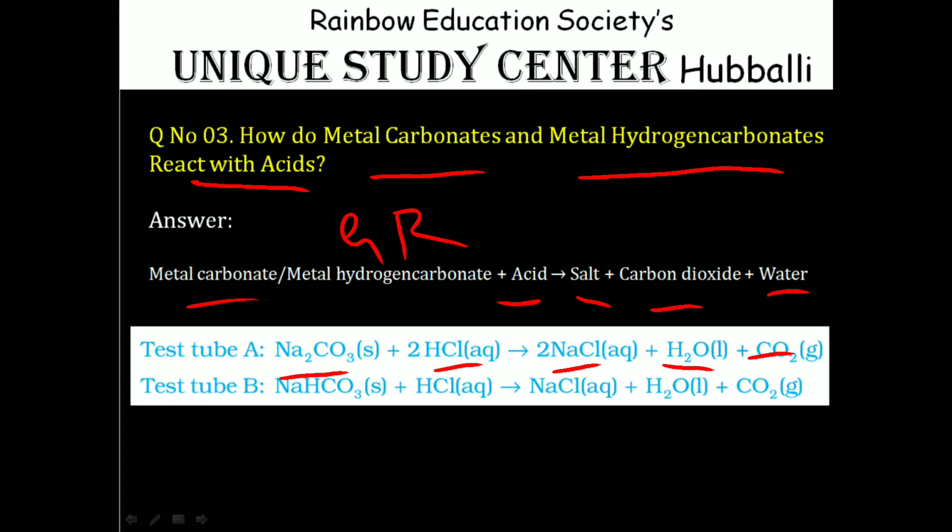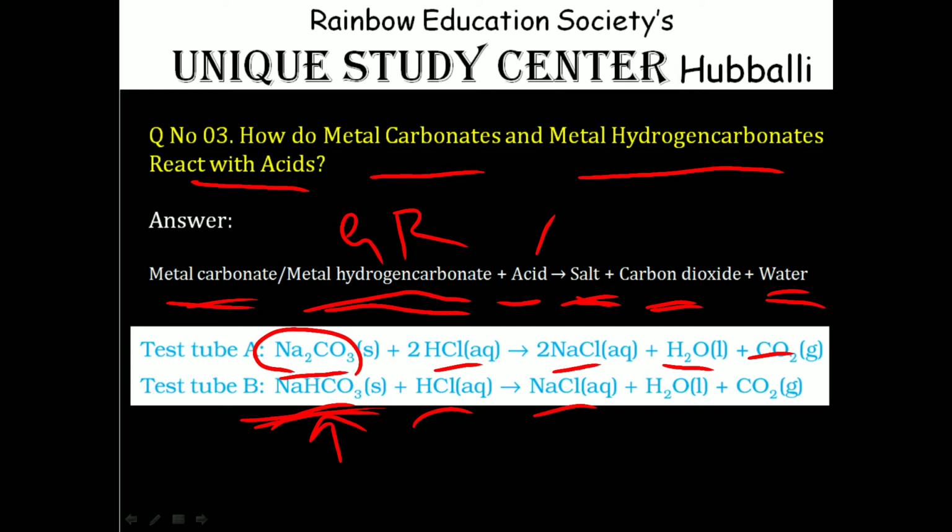Otherwise, the second one is the same thing. Instead of metal carbonate, metal hydrogen carbonate also reacts with the acid. Metal hydrogen carbonate is sodium hydrogen carbonate. HCO3 is called hydrogen carbonate. Only CO3 indicates carbonate. In B, sodium hydrogen carbonate, NaHCO3, is an example of a metal hydrogen carbonate. It reacts with the acid, here the same HCl. It is going to give the salt plus carbon dioxide and water. Here the salt is sodium chloride, carbon dioxide is CO2, water is H2O.